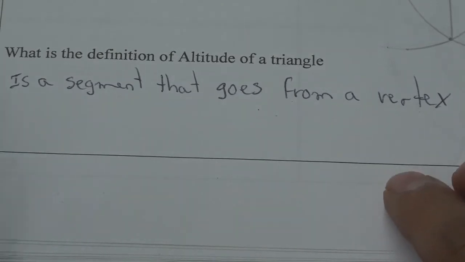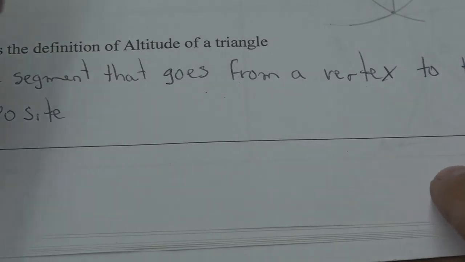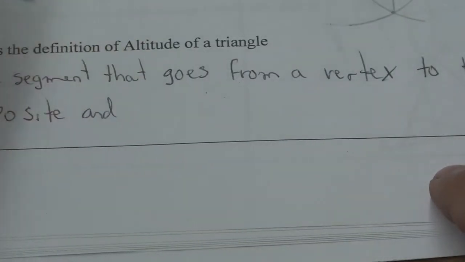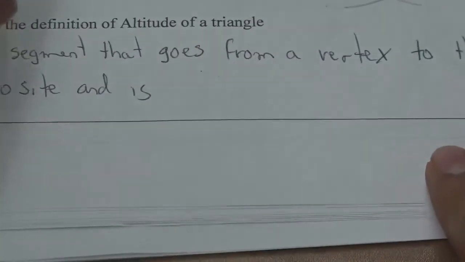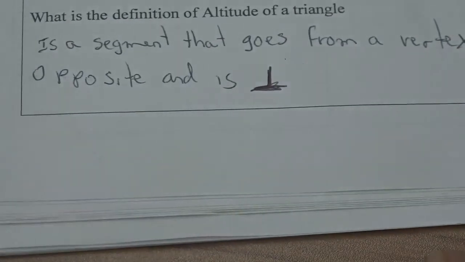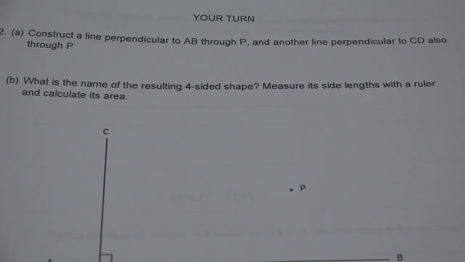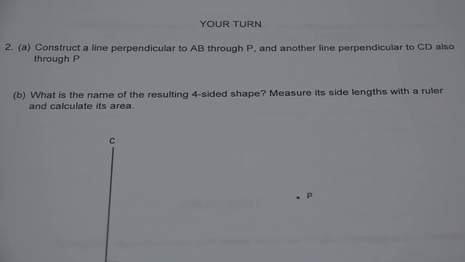Sorry. Okay, from a vertex to the side opposite, or to the opposite side, and is perpendicular. This is a new symbol for perpendicular, so next time you don't have to write it, okay? All right, so basically that is the altitude. It has to be perpendicular, and it goes from the vertex to its opposite side. All right, cool then. So now let's turn to page 15, and let's see what it says.